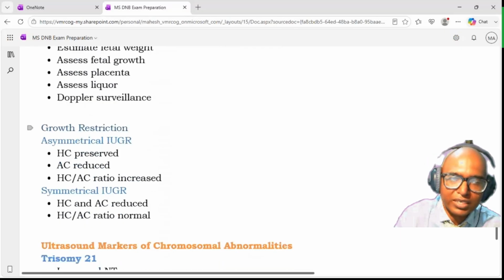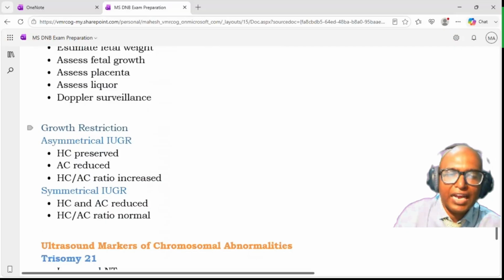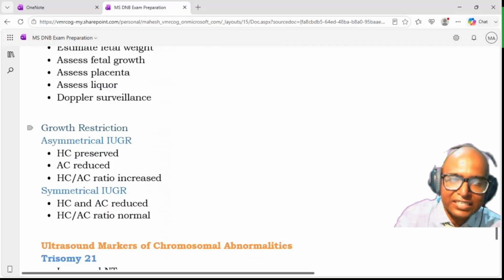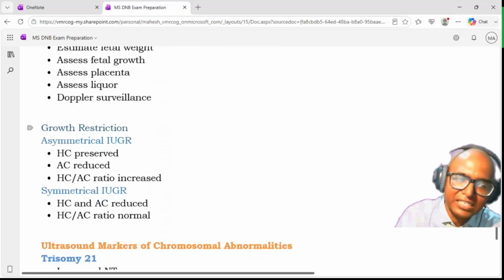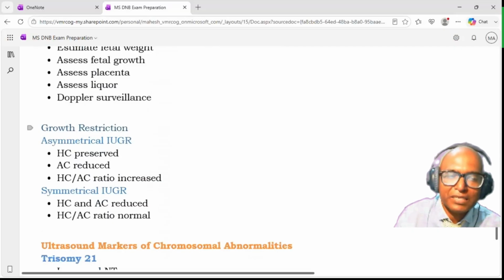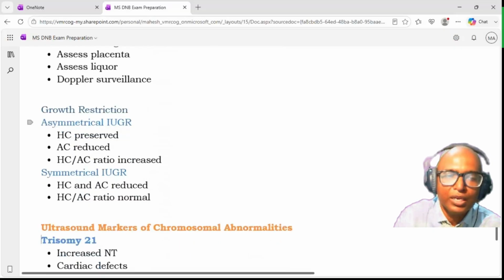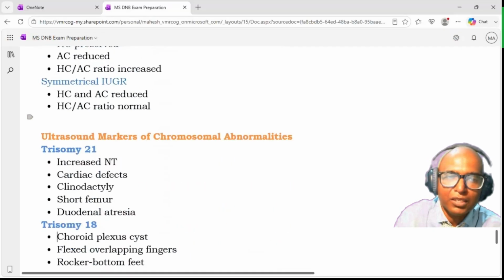Okay, so growth retardation: in asymmetrical IUGR, HC is preserved and AC is reduced. So HC upon AC ratio will be increased because AC is reduced but the HC is preserved. Okay, what happens in symmetrical IUGR? HC as well as AC is reduced. So head circumference and abdominal circumference both are reduced, so the HC upon AC ratio will be normal.